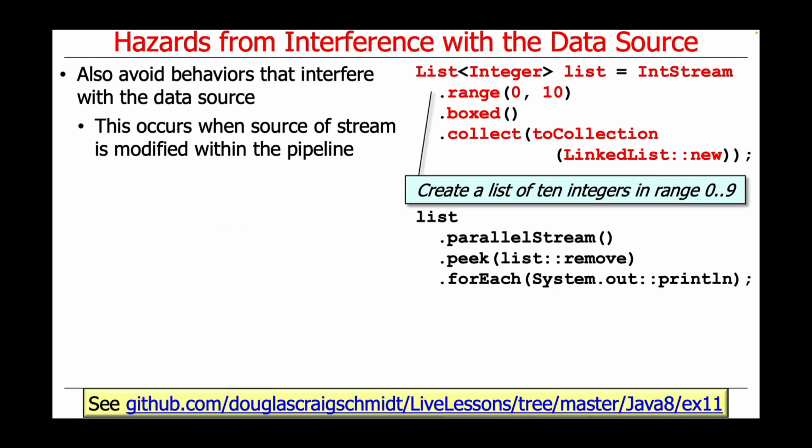This example is from my EX11 project in the Java 8 folder in the Live Lessons GitHub repository. What it's going to start out by doing is make a list of 10 integers in the range 0 to 9. So here we have range 0 to 10. This is not inclusive, so we don't include 10, so it's basically 0 to 9. We take each of those integers, we box them, and then we collect into a linked list. So we now have a linked list as the implementation of the list.